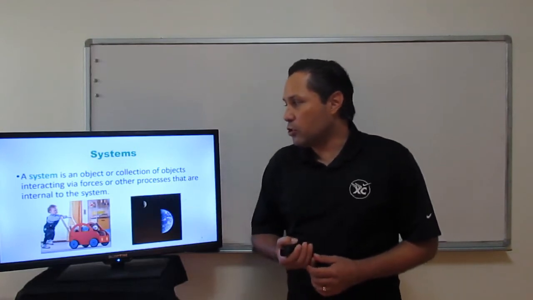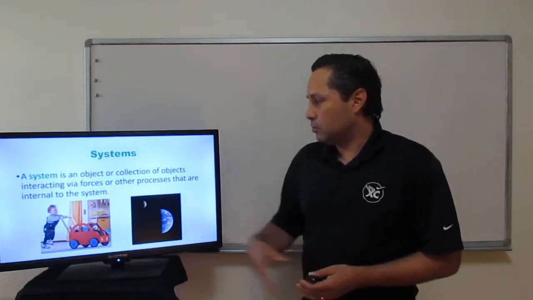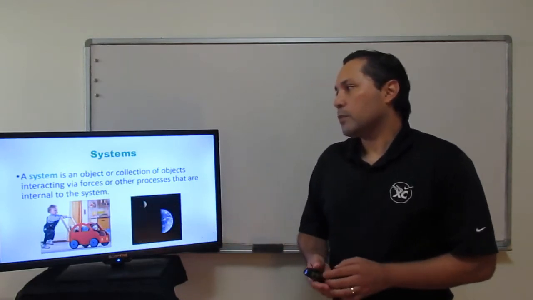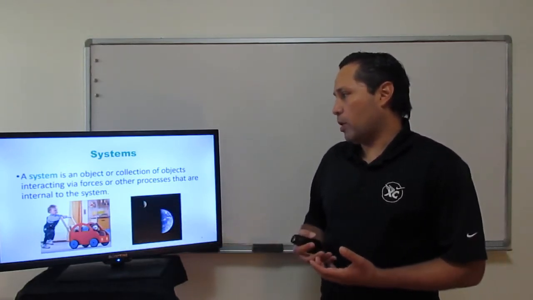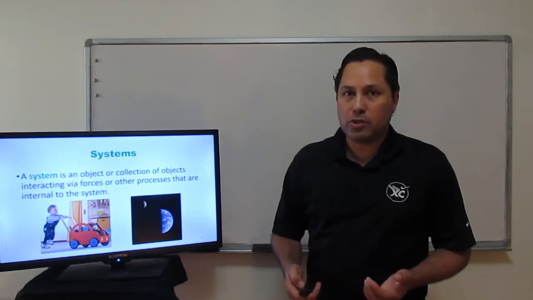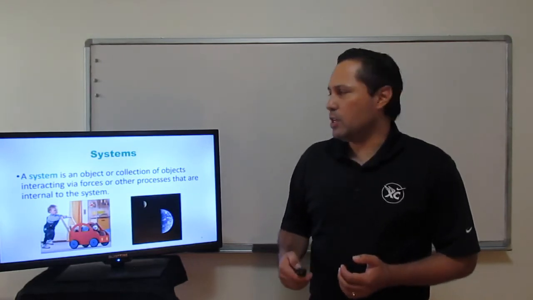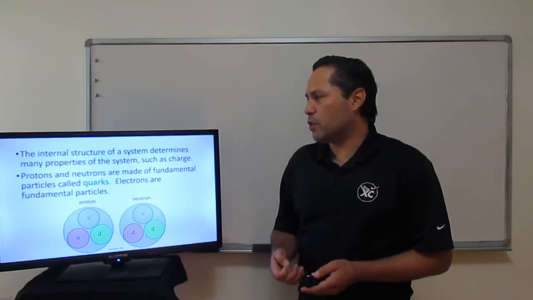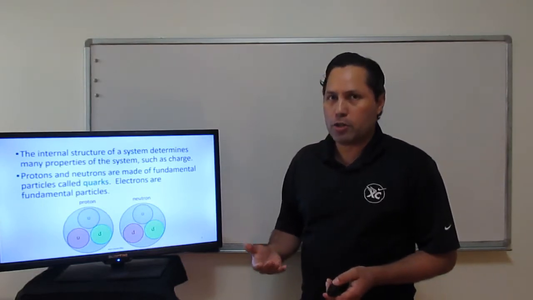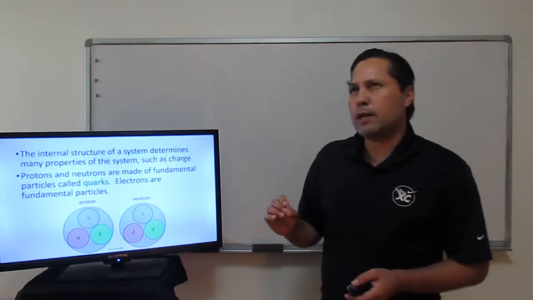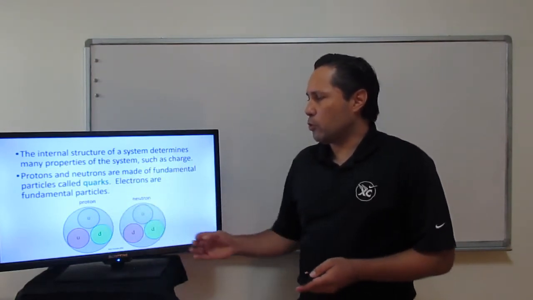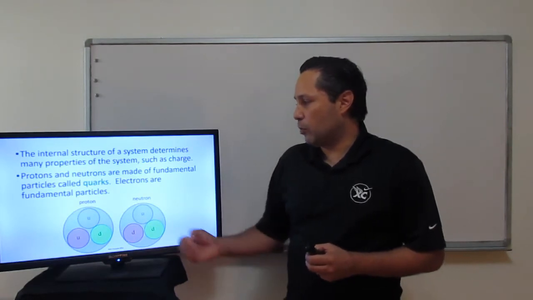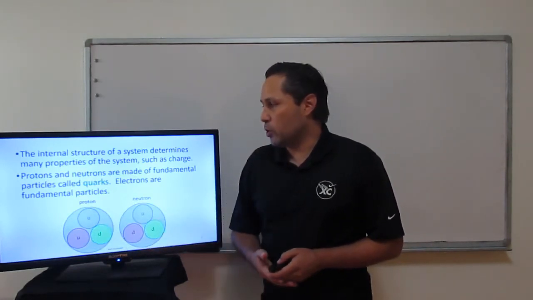So here it says a system is an object, for example the cart, or a collection of objects like the moon and the Earth, interacting via forces or other processes that are internal to the system. All right, so let's dig a little deeper. The internal structure of a system determines many of its properties, such as the charge. If we look at, for example, a proton versus a neutron, it is the parts that give some different properties. For example, a neutron is neutral and a proton is positive.